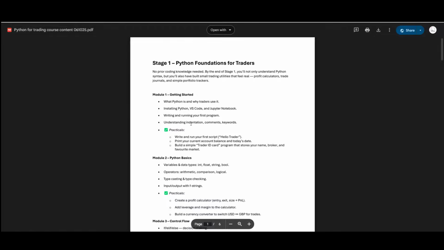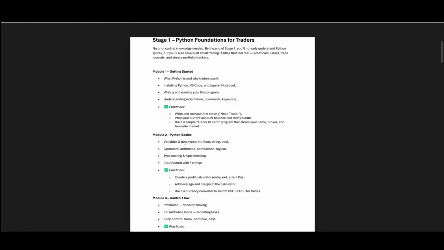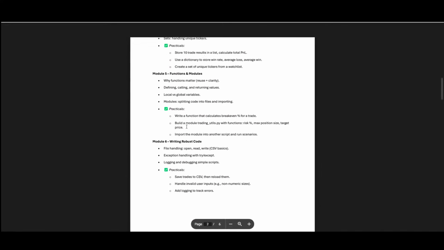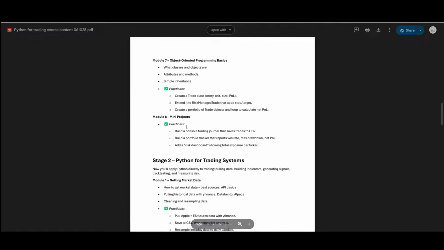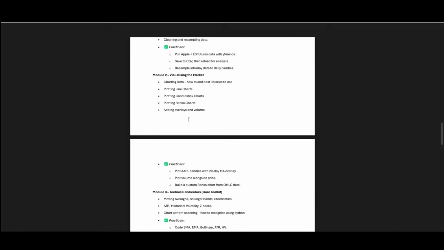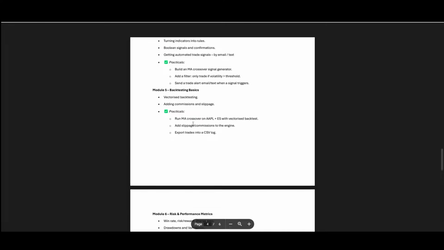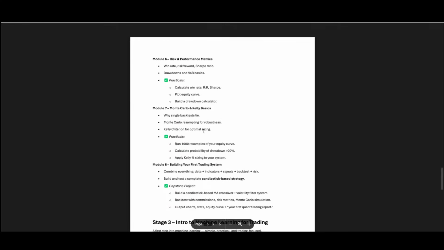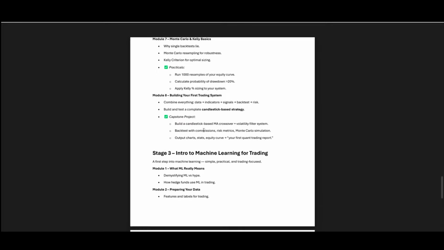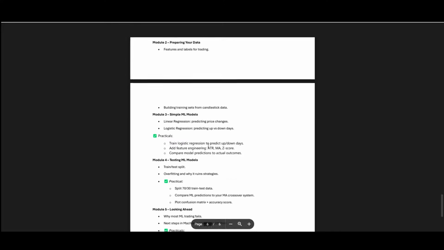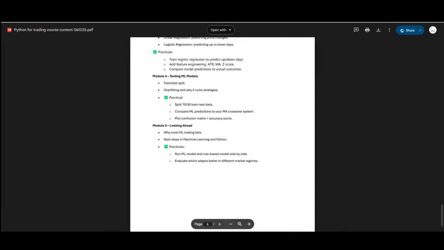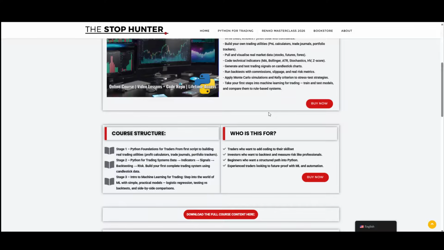Hit that button there, download the full course content here, and you'll see, if we quickly scroll through all the content of the course, every module has got practical example exercises built with it. The first part is all to get you up to speed in Python world, won't take you too long at all. Then into Python for trading systems, you can see getting data, visualizing it, technical analysis, generating trade signals, backtesting, risk performance metrics, Monte Carlo, building your first trading system. It's all in there. And then jumping into machine learning for trading, an intro there, some simple models, testing it, looking ahead as well. So real good selection, real good course structure there for you, really set you up nicely for the beginning of 2026.